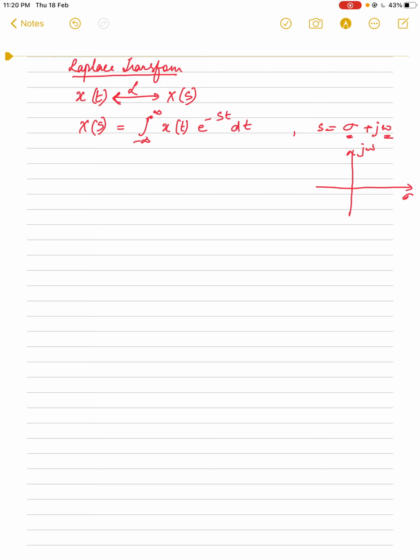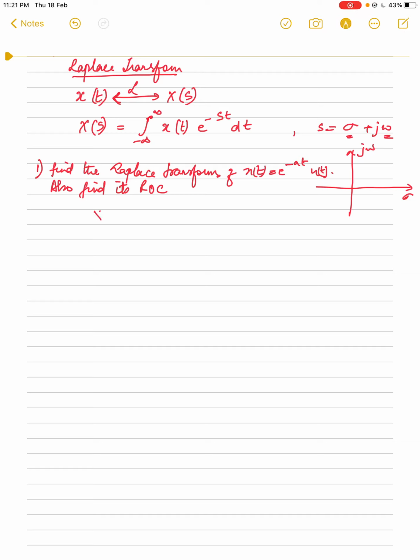So now let's take an example. First example, find the Laplace transform of x of t is equal to e to the power minus at u of t. Also find its ROC. ROC means region of convergence. Okay, I'll tell you later why, what is region of convergence.